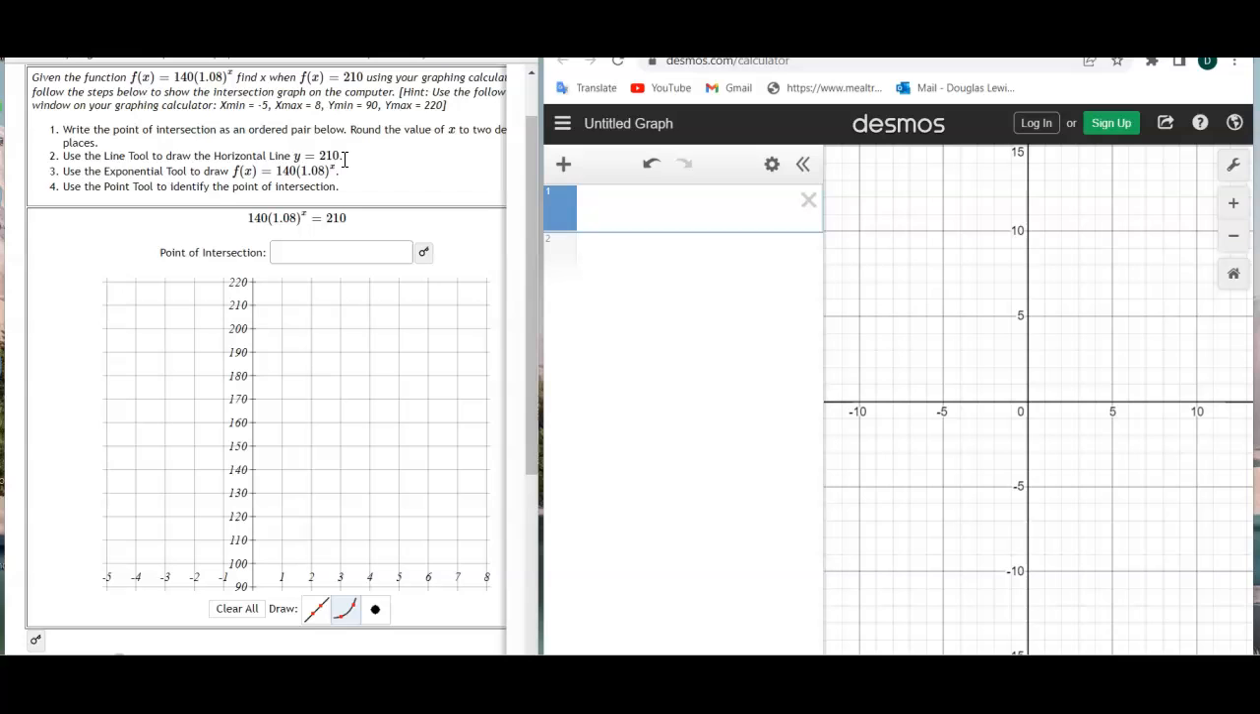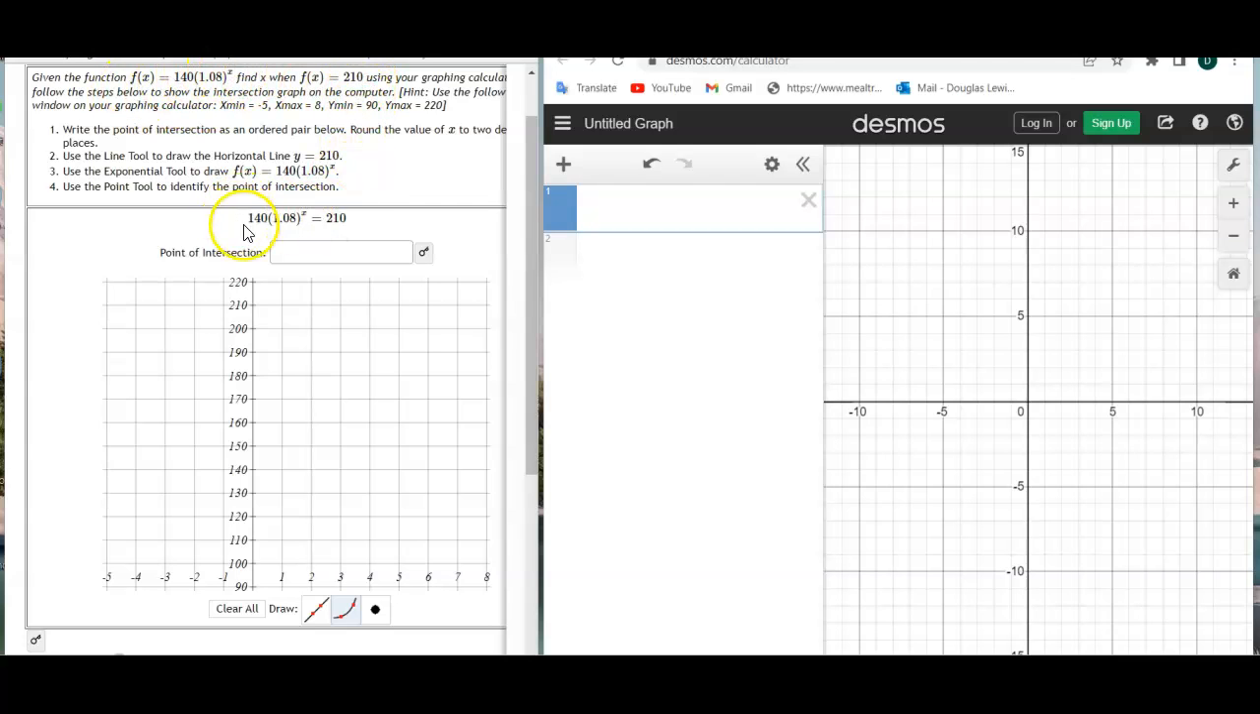It says, given the function f of x equals 140 times 1.08 to the x power, find x when f of x equals 210. So this is really like two different equations: y equals 140 times 1.08 to the x, and y equals 210. And where those two graphs intersect, that's where the function will be equal to 210.